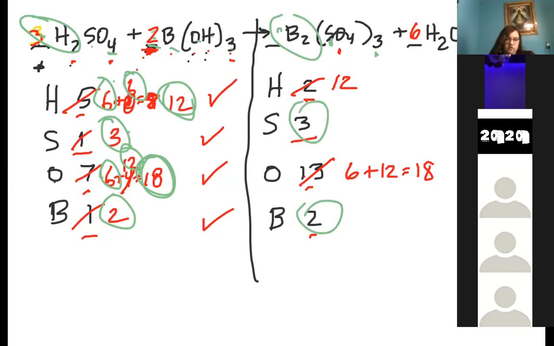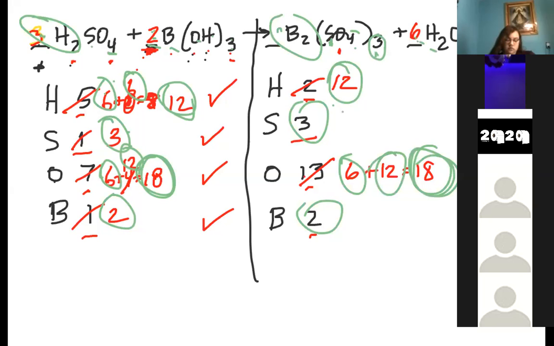That number is verified. 1 times 4 times 3 is 12, so that number is verified. 6 times 2 is 12. That number is verified. And 6 times 1 is 6. That number is verified, which means all my numbers are straight. I didn't make any oopsies.